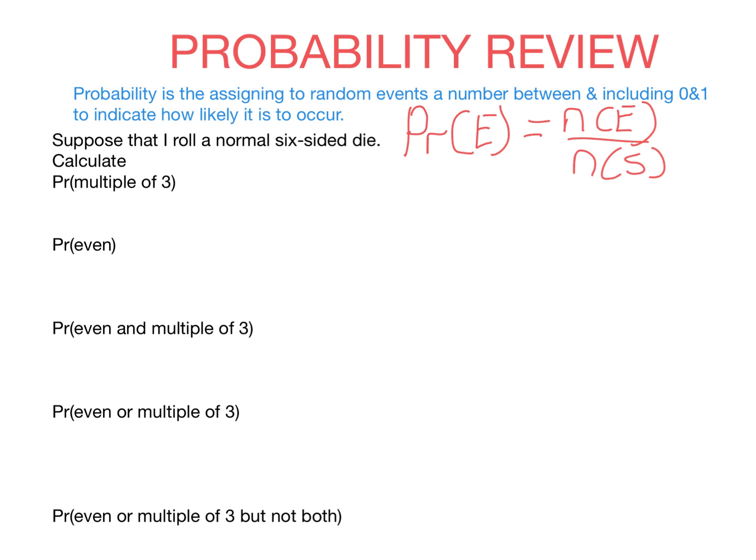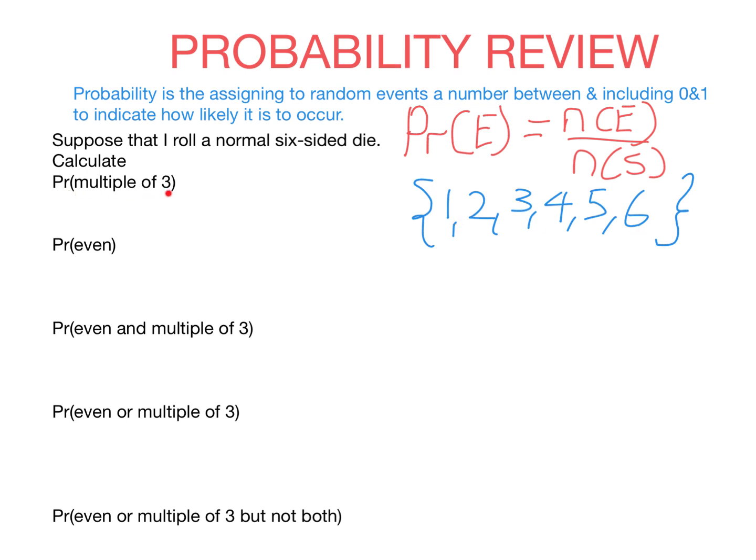So let's look at an example. Suppose that I roll a normal 6-sided die. So what I'm going to do is write the sample space. I use these squiggly brackets to indicate a set. We have here a set of outcomes. There are 6 possible outcomes if you roll a normal 6-sided die. Each of these outcomes is equally likely.